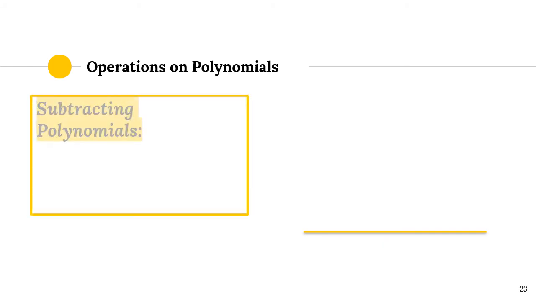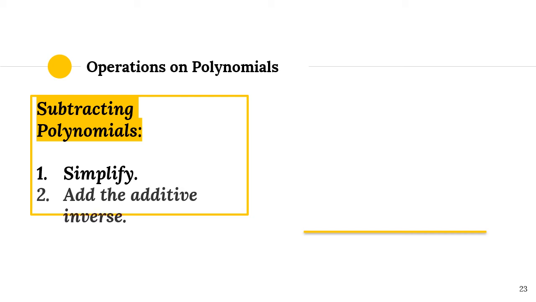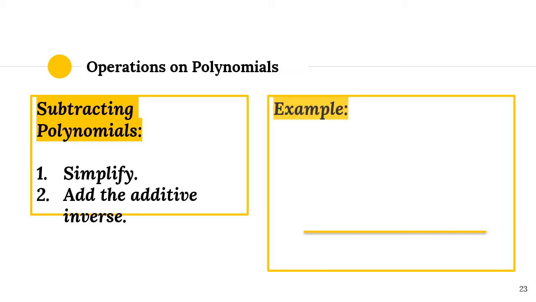Let's have subtracting polynomials. How do you subtract two polynomials? First is, and this is required for all polynomials that you want to operate on, you simplify. You convert them into simplest terms. Second is you add the additive inverse. So write them down in a column.